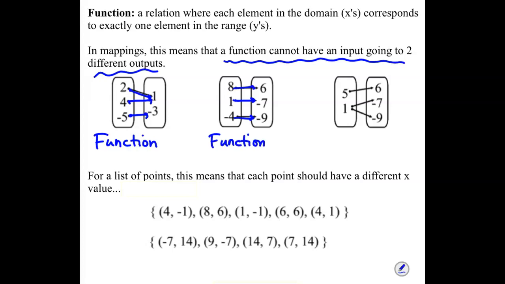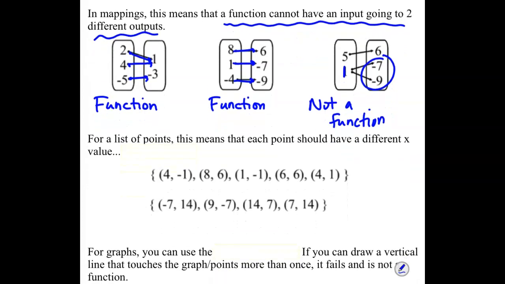But notice in this third mapping diagram that our 1 here is being paired with two different values, and that's what we said can't happen. So this is not a function. It's still a relation, it's a mapping diagram of a relation, but it doesn't fit the criteria to be a function.